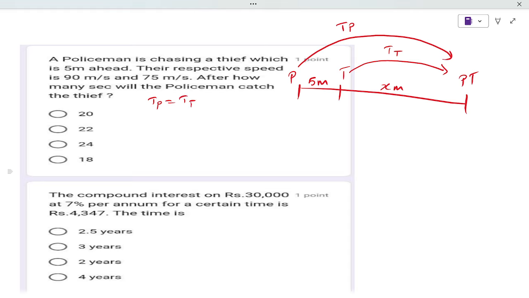is equal to the time of the thief? Time by definition is distance by speed. The distance for the police is 5 plus x, and the speed for the police is 90 meters per second. The thief's distance is x, and the speed is 75, so 15, how much times 5 times 15, 6 times x. x cannot be cancelled, right, because plus is 5. 5s are 25 plus 5x is equal to 6x.